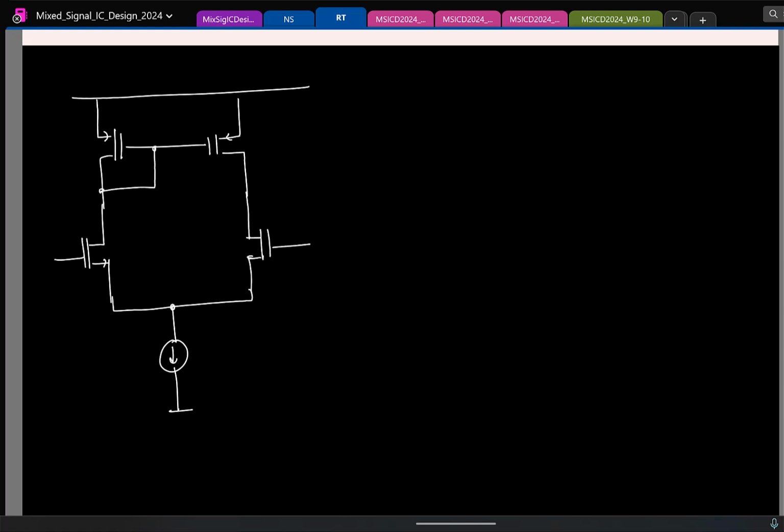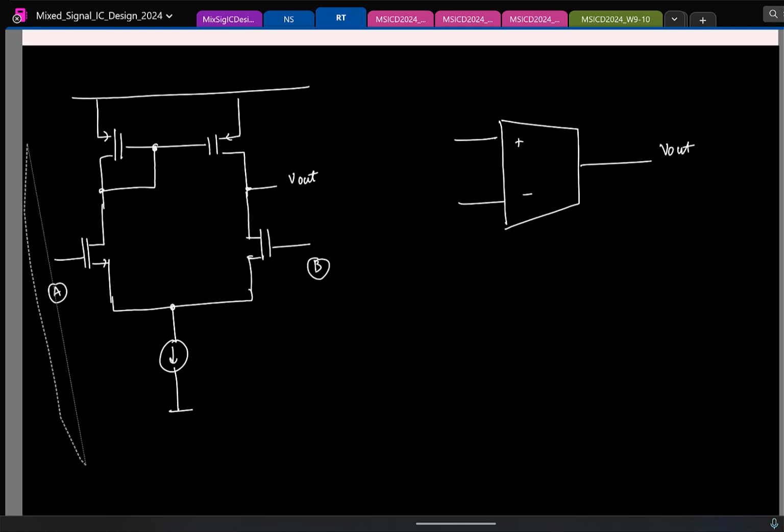Actually, before going to the common mode gain, I know this is my output, and I can model this as an OTA like this. So I know this is the output, but what is the plus terminal and minus terminal here? I have two, A and B. Which is the plus terminal and which is the minus terminal?